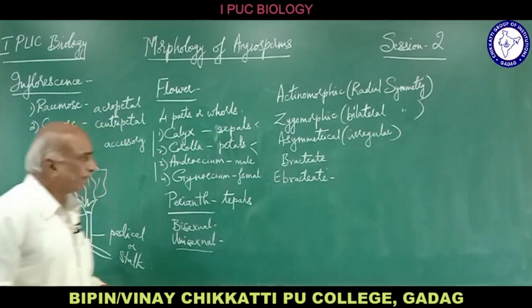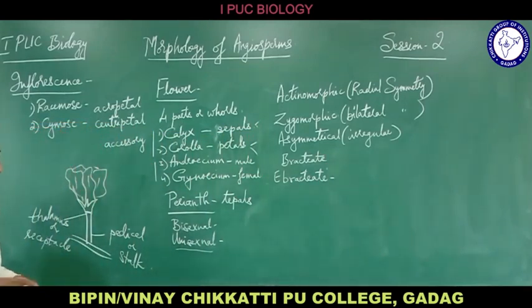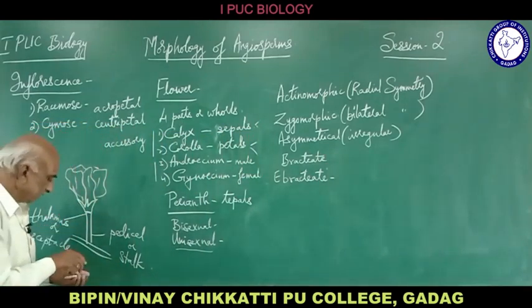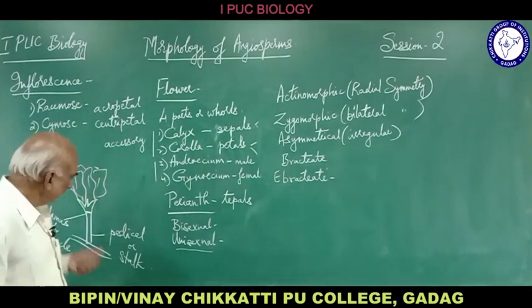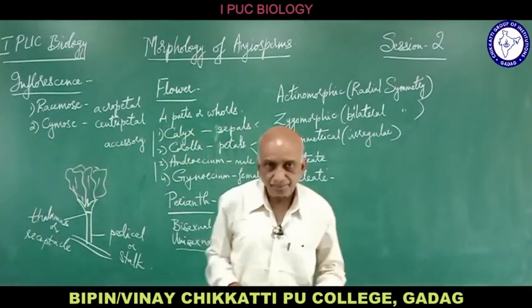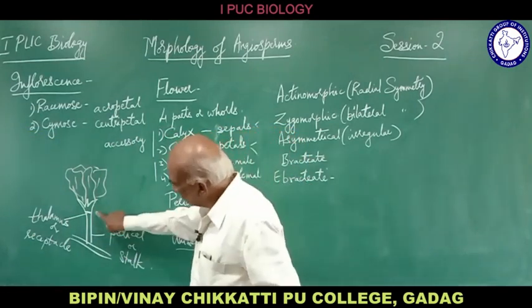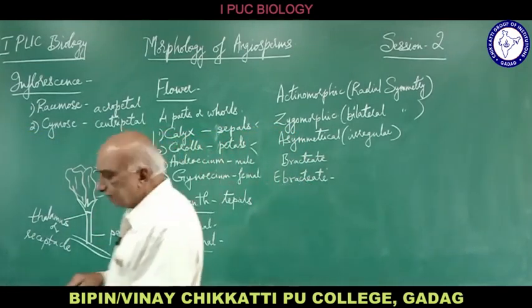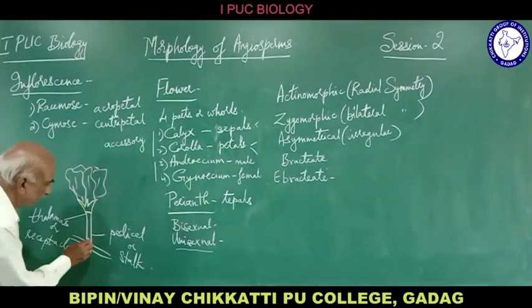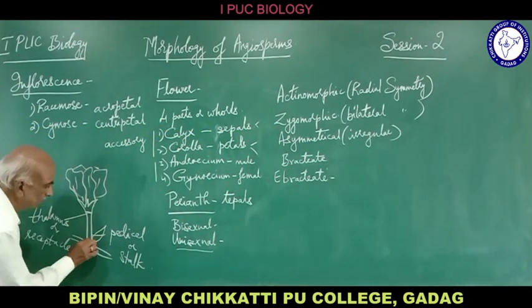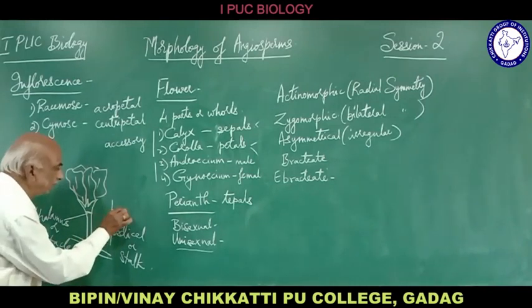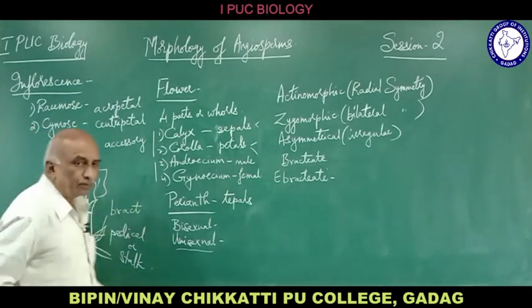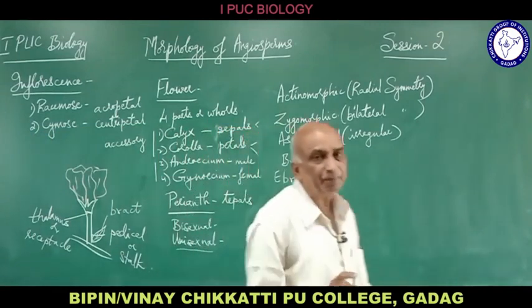Now this bracteate and ebracteate: just at the base of the pedestal here, below the calyx, not exactly below. So at the base of the pedestal there is a leaf-like structure here. This leaf-like structure is called a bract. So bract may be present or may not be.